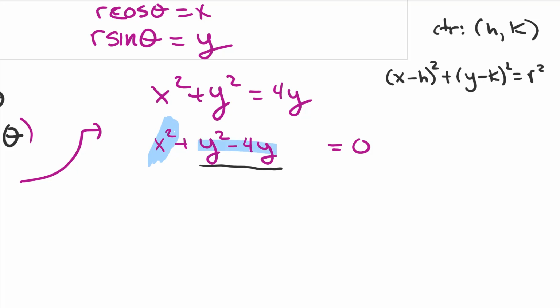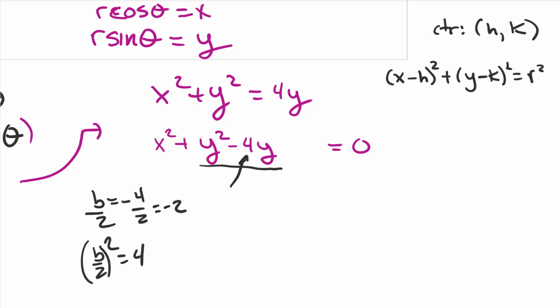We don't have our y minus something. There's 2 y's there, so we're going to have to complete the square. So we look at our b, that's negative 4, and we cut it in half, and we get negative 2. And then we square. So b over 2 all squared is equal to 4. So we'll give it a 4, and we'll give it a 4. That's how you complete the square.